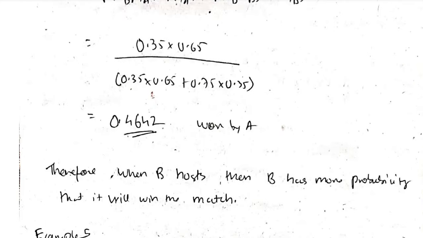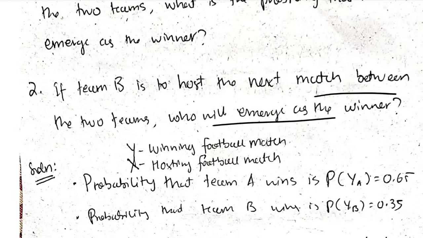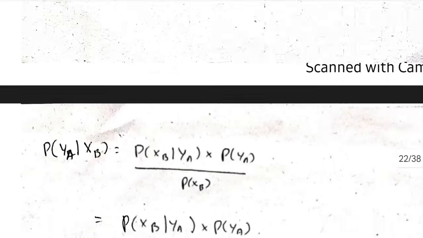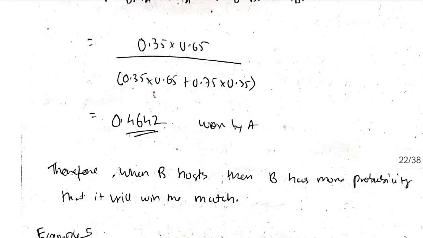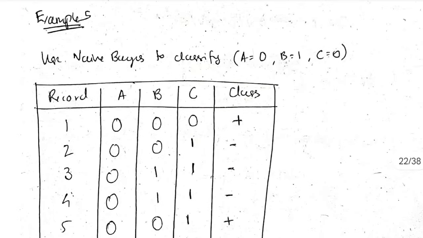Okay, and the next question was also same only. If B has hosted the match, who will emerge as the winner? Same question only. Okay, so this is the answer. And this is how you do the stuff. First read the question, get what they have given, note it down, convert it into formulas, and then find out what they are asking. By that you will get the events, and once you get the events, write down the probability values, use the formula, substitute, and find out which answer is more. That's your final answer.